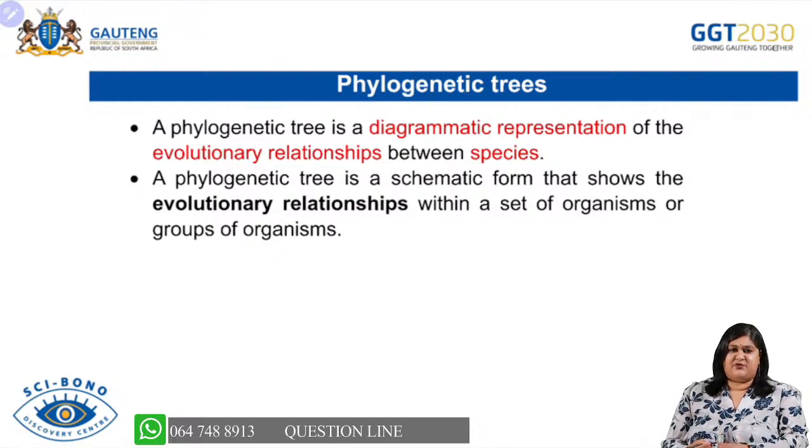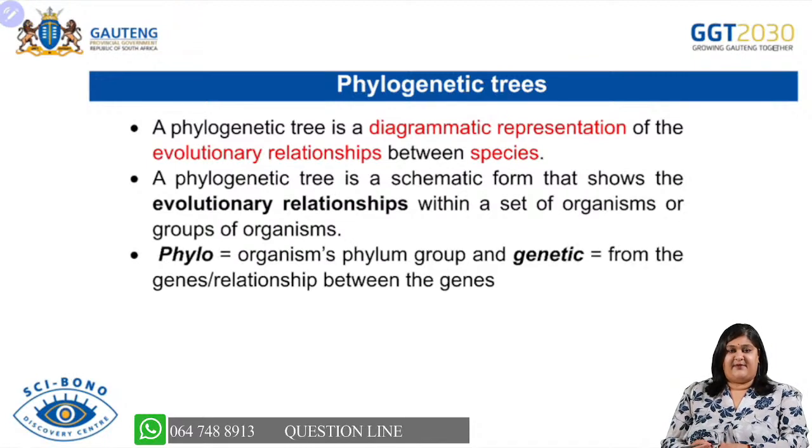Let's unpack this word, phylogenetic. It sounds a bit heavy, but let's break it up. Phylo refers to the organism's phylum group, and genetic refers to it's from the genes or relationship between the genes.